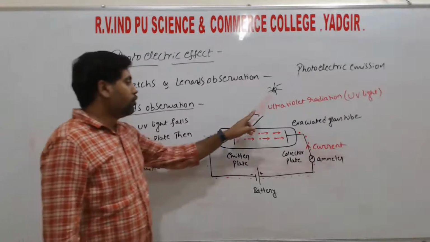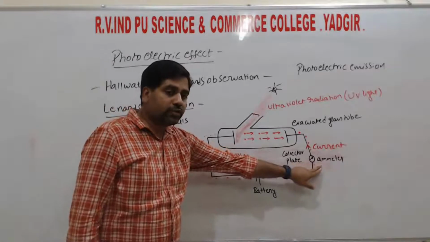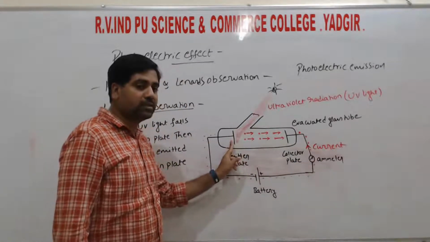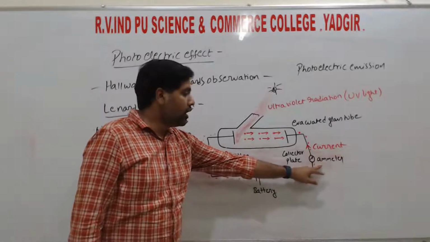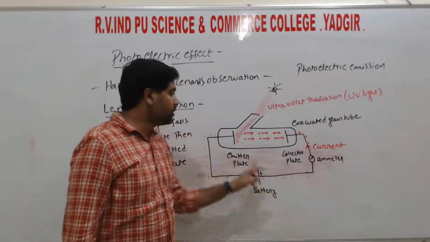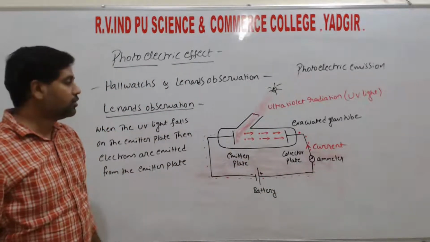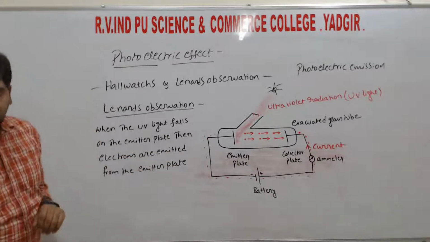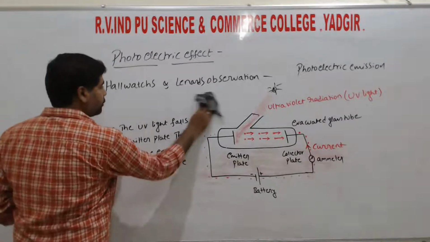Right, so when UV light falls onto the metal plate, only then does the ammeter show the deflection. If the UV light does not fall onto this emitter plate, there will be no deflection in this ammeter. So no deflection means there is no emission of electrons. Right, this is the observation by Lenard. Right, so next, Hallwachs' observation.